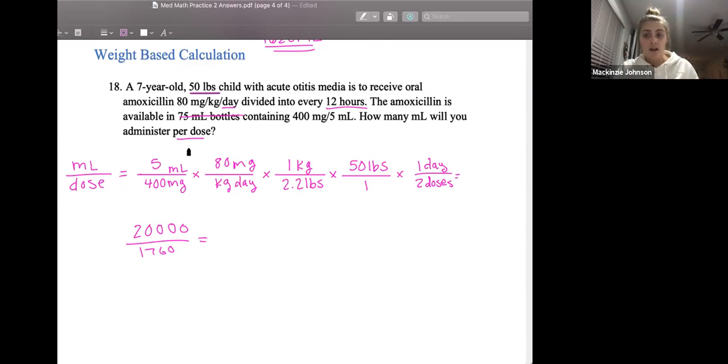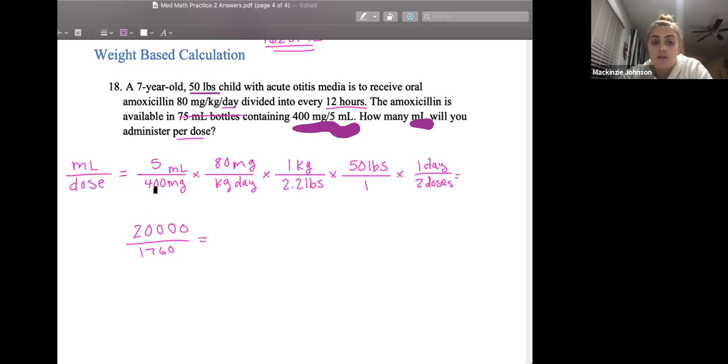That sounds like a lot, but let's break it down. We're looking for milliliters, so that's where we start. Our milliliters start on top, and we know we have 400 milligrams per 5 milliliters, so write 5 milliliters over 400 milligrams. Now we know what's available, so let's figure out what the provider ordered. The provider ordered 80 milligrams per kilogram per day.